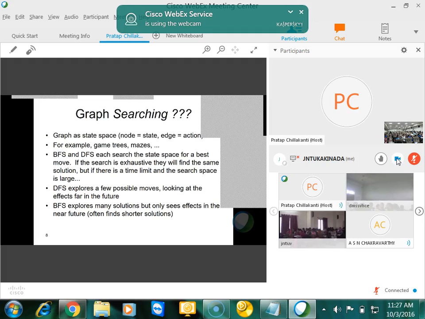Search is everywhere. Games, trees, mazes. You know mazes, right? How to navigate a maze. DFS explores a few possible moves looking at the effects far into the future, whereas BFS explores many solutions but only sees in the near term. So depending on the context, remember I had a little bit of discussion on which one to use. It really depends on what you're trying to achieve, so the problem space dictates whether to use breadth first or depth first.